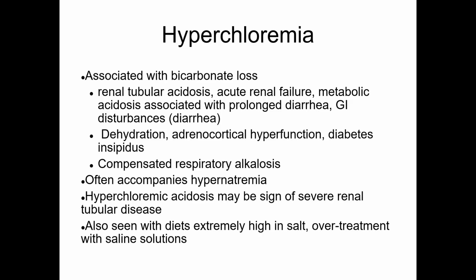Hyperchloremia is associated with bicarbonate loss, so renal tubular acidosis, acute renal failure, metabolic acidosis associated with prolonged diarrhea, or GI disturbances. Dehydration, adrenocortical hyperfunction, and diabetes insipidus. Compensated respiratory alkalosis often accompanies hypernatremia. Hyperchloremic acidosis may be a sign of severe renal tubular disease. It's also seen with diets extremely high in salt and overtreatment with saline solutions.